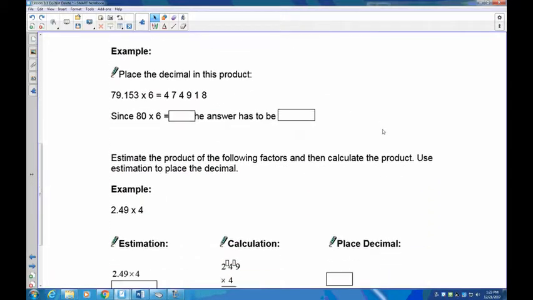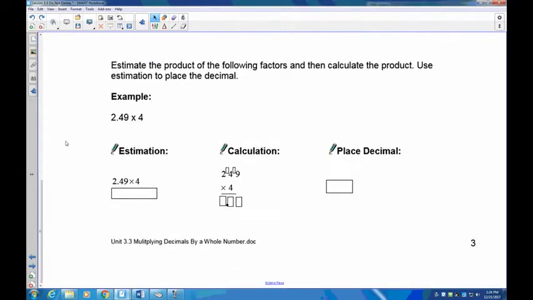Okay, let's take a look at the next one. I took 79, rounded it to 80. 8 times 6 is 48 with a 0 added on, so I get 480. So that means my number's got to be very close to 480. Well, that means the decimal's got to go right there, because that's the closest one to 480, 474. So that means my answer is 474 and 918 thousandths.